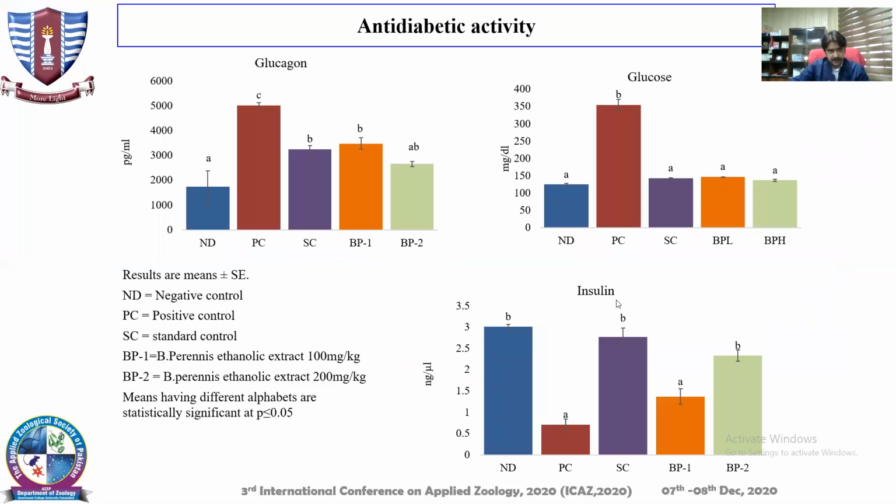About the results, it was seen that the glucagon hormone and the glucose level were significantly decreased in all the treated groups, including the standard control drug group and the ethanolic extract groups. However, the insulin results were very interesting, as the insulin level was significantly increased in the treated groups, particularly the standard control group and the 200 milligram ethanolic extract group, which was a good sign.